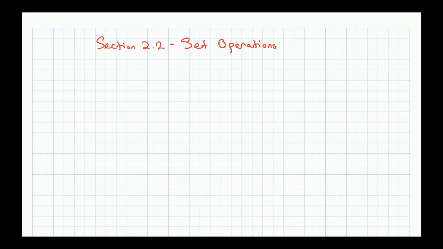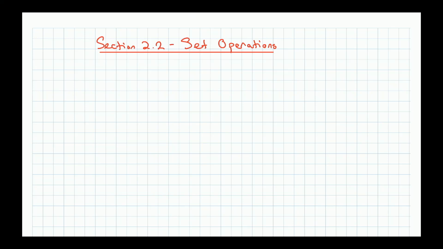All right, everybody. So what we're going to be looking at today is section 2.2 in the book, set operations. Over the last two lectures, we managed to cover most of the basic definitions of sets, but we stopped at the end of section 2.1. Now we're going to move on to section 2.2, which is just going to be more operations we can do with sets.